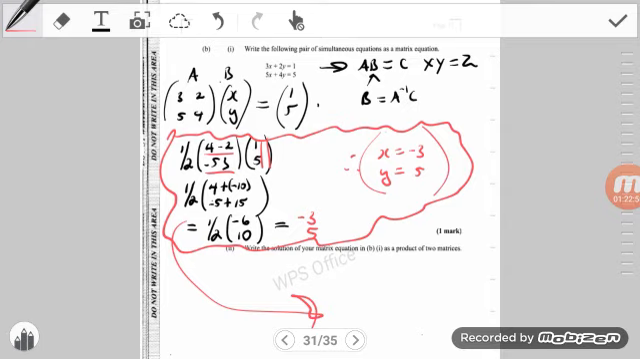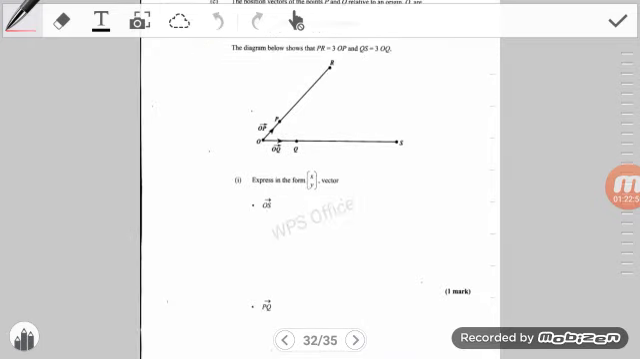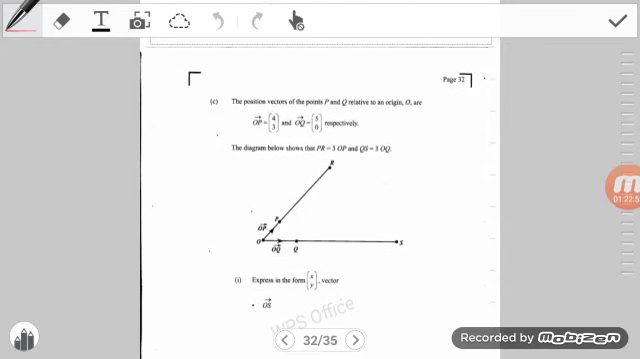That takes care of our matrices. Now we're going to go on to the last phase of this entire past paper, which is going to be the position vectors. We're going to move on to the vector section.